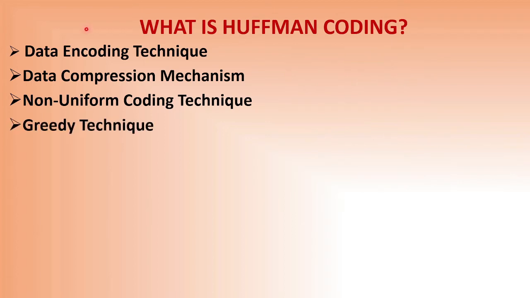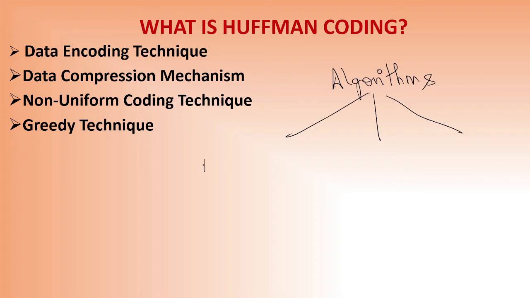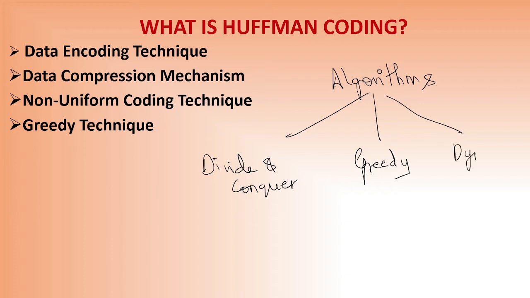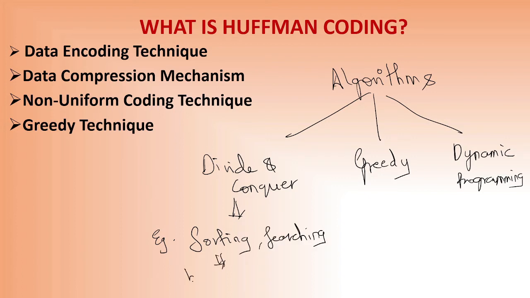Then it is a greedy technique. There are 3 types of algorithms. First is divide and conquer algorithms, where we divide the data and then combine and get the solution. Then we have greedy techniques, and last we have dynamic programming. Divide and conquer examples are sorting and searching techniques like bubble sort and other sorting techniques. Searching is binary search, linear search.